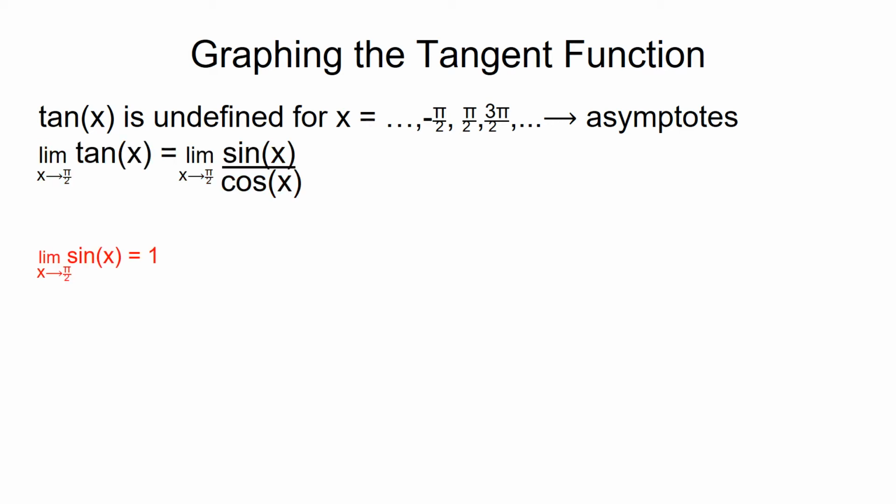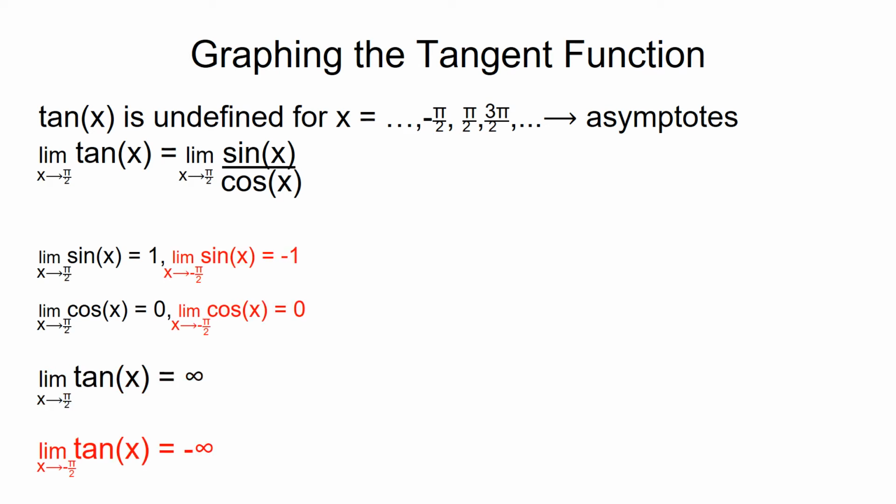As x gets larger and approaches pi over 2, the sine of x approaches 1. And as x gets larger and approaches pi over 2, the cosine of x approaches 0. So what we have is a fraction whose numerator is getting closer to 1 and whose denominator is getting smaller and smaller and closer to 0. This means that the fraction is getting larger and larger and is in fact approaching infinity.